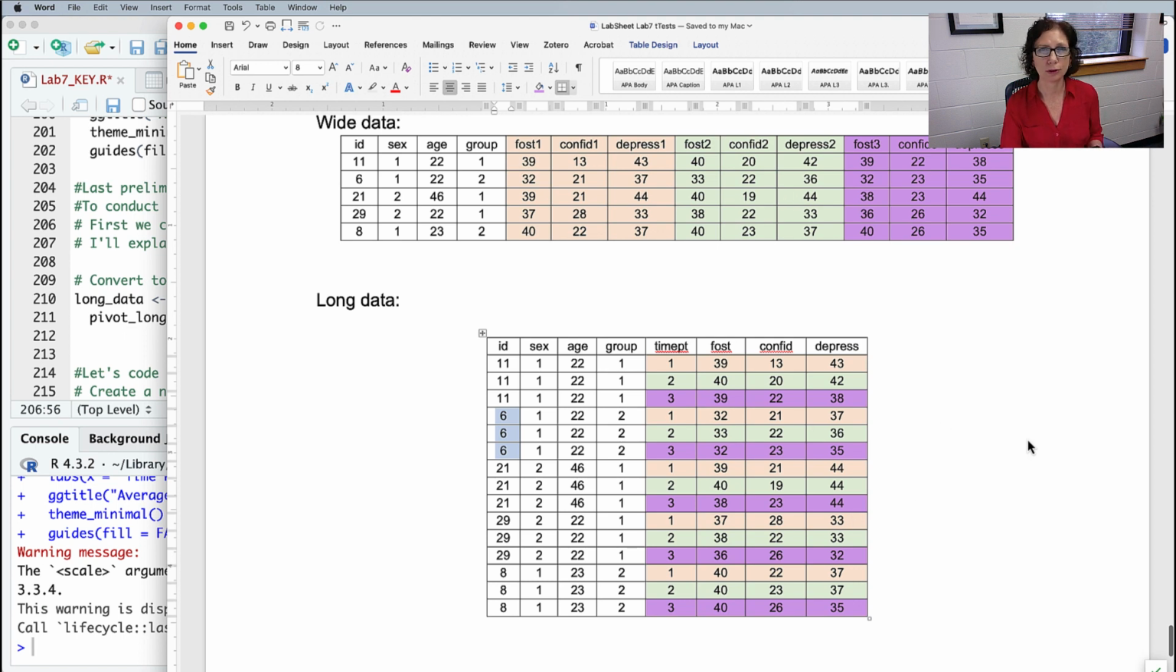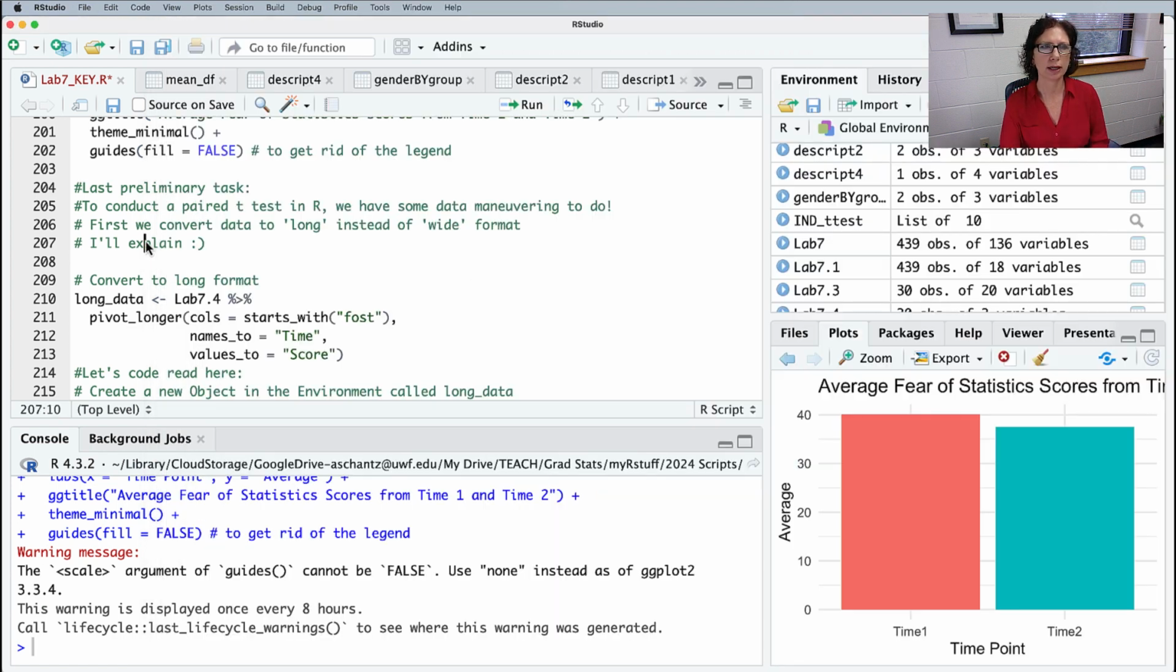And we don't do this by hand, but we do have to do some coding to get R to do this. You can also do wide to long data and do that pivoting in SPSS, but you don't have to for the paired t-test, so we don't do it. We do have to do it in R. So I'll show you how that's done.